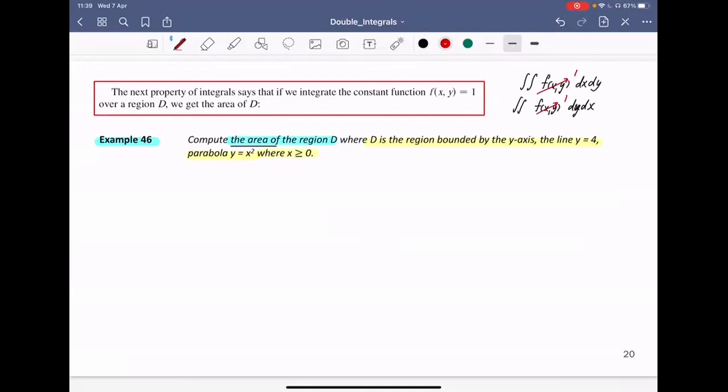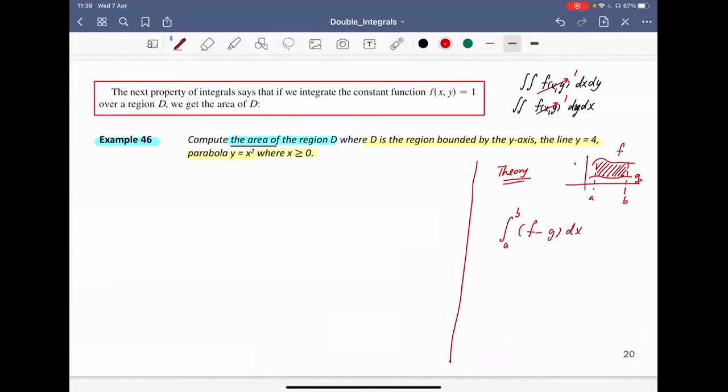Because, well, let me review the theory for you. The theory part in Cal 1 said that, if you have the area, integrate from A to B, if you have x equal to A, x equal to B, and then you have the curve F and you have the curve G, and you want the area here, in Cal 1, the professor said that you integrate from A to B, F minus G dx. Yeah, this is in Cal 1.